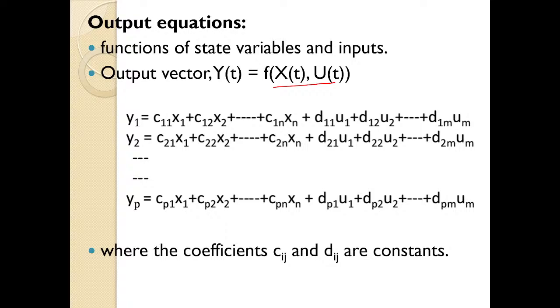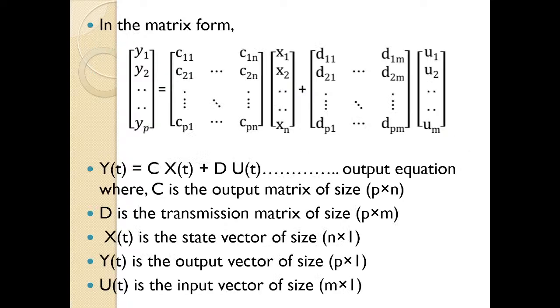So once again, similar to your previous case, you can represent these linear equations in matrix form. I will show you the matrix form. This is it. These are the outputs. These are the coefficients of the state variables. These are the coefficients of your input variables.